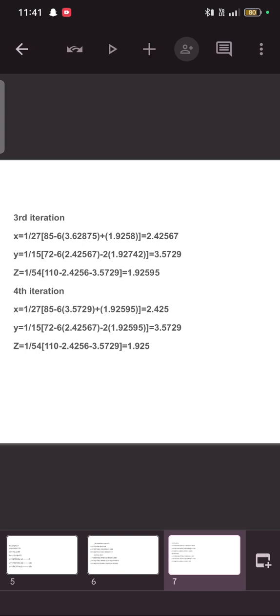As the values in the third iteration and the fourth iteration are the same and nearest to each other, we are going to end this process here itself.